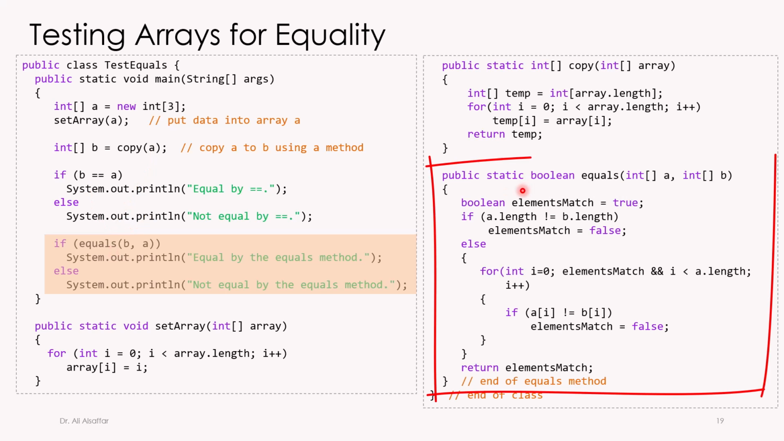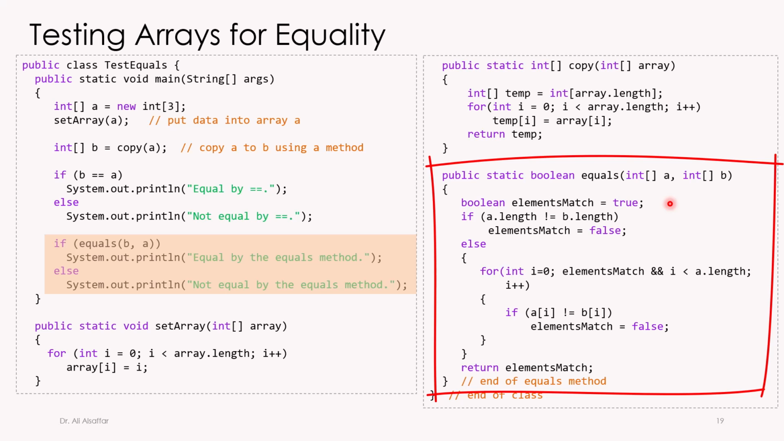This is the implementation of the equals method. It returns a Boolean value, true or false. True if the two arrays supplied as input parameters are equal element by element. Otherwise, it returns false. The method uses a local Boolean variable called elementsMatch. If elementsMatch is equal to true, it means that the two arrays' elements match. And if elementsMatch is equal to false, it means that the two arrays are not equal. Initially, we assume that every element of both arrays match.